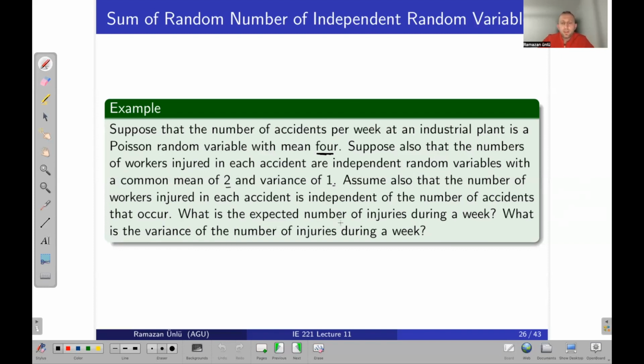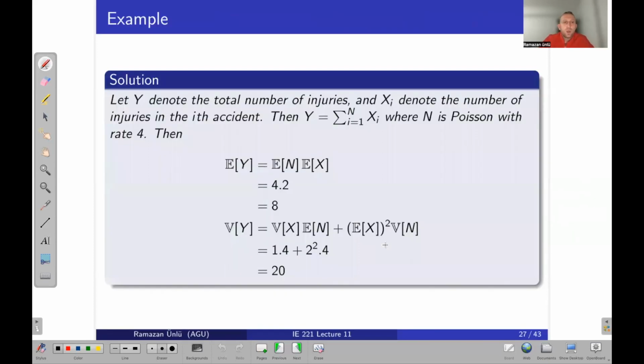So what is the expected number of injuries during a week, and what is the variance of the number of injuries during a week? So let Y denote the total number of injuries, and Xi denote the number of injuries in the ith accident. So simply I can say that Y, which is the total number of injuries, will be the sum of the injuries in the ith accident. And the number of accidents can be anything, that will be a random variable, and that can be denoted by N, where N is Poisson with rate 4 that is given to me.